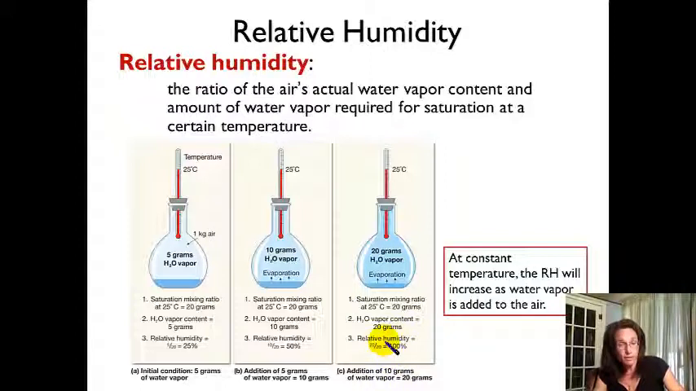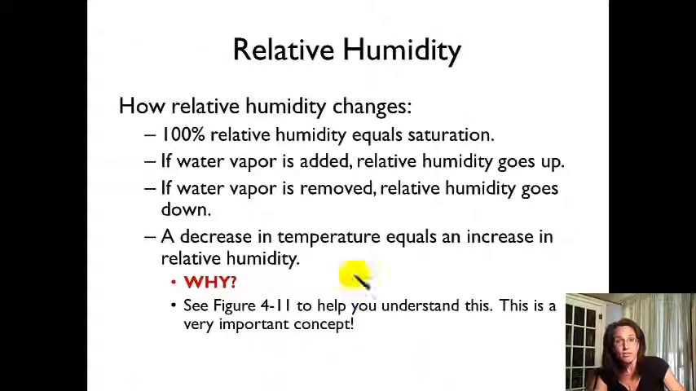So we have to be careful with relative humidity because it does change with temperature. Okay, so 100% relative humidity means saturation. If we add water vapor, relative humidity goes up. If we remove water vapor, relative humidity goes down. If we change temperature, we change relative humidity. So a decrease in temperature equals an increase in relative humidity. And why is that? That is because relative humidity includes saturation vapor pressure, the saturation level of the air, in order to calculate what the relative humidity is.